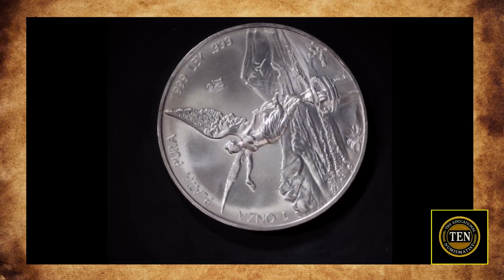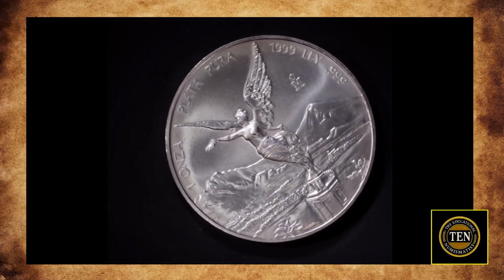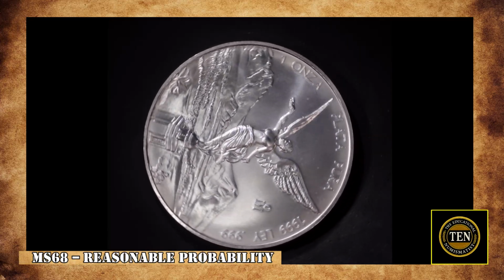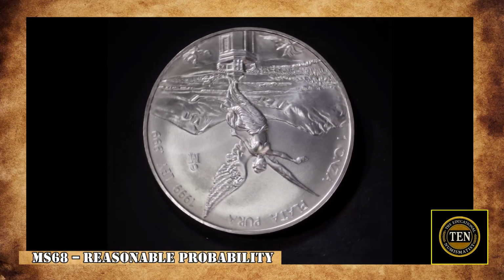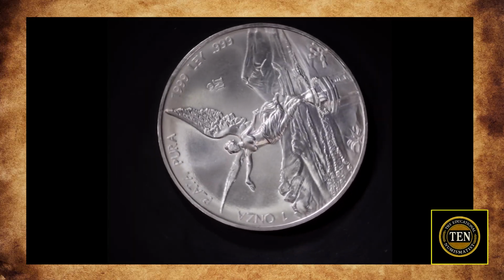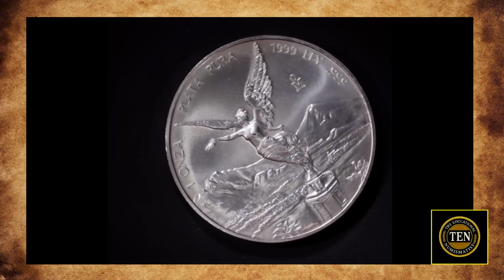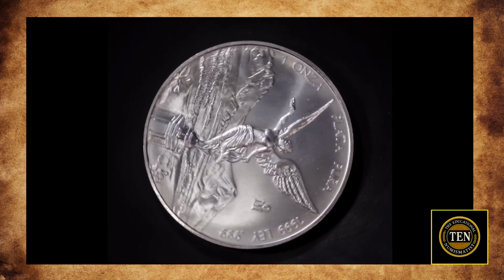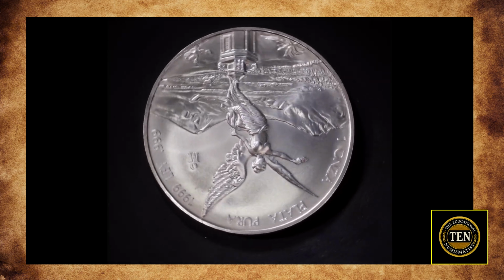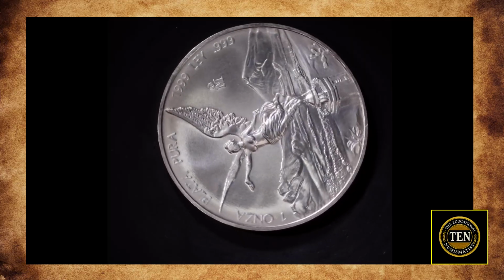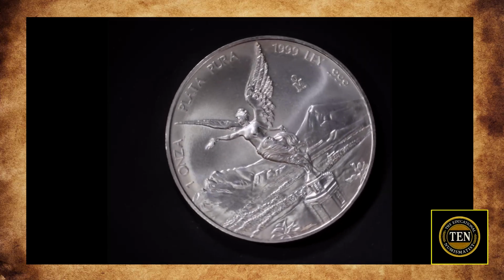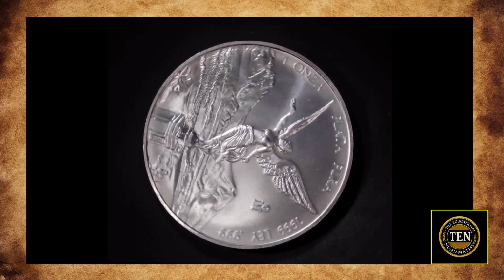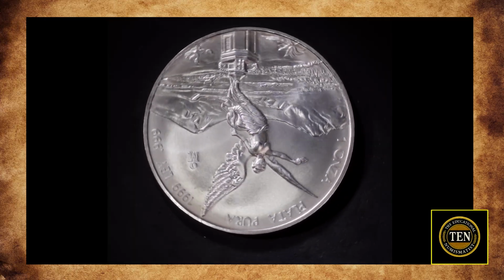Based on initial surface review, I believe this coin has a solid probability of mint state 67 and a reasonable chance at mint state 68. I don't think mint state 69 is a realistic potential for this coin. So today, we're going to test that assessment using the 5x grading framework that we showed in our last video. And then in the return episode, we will measure expectation against outcome. That comparison is where real grading skill develops.